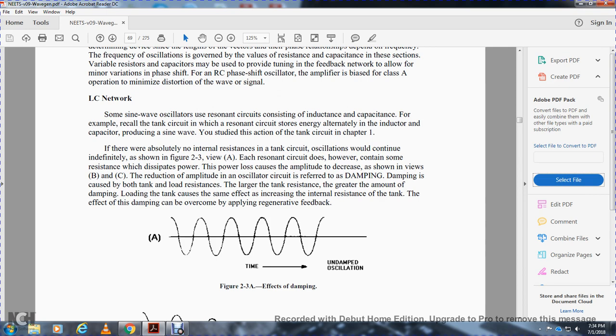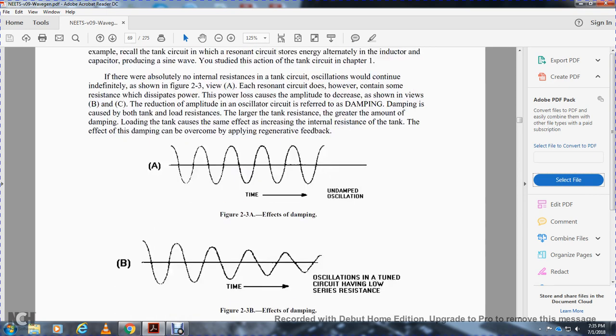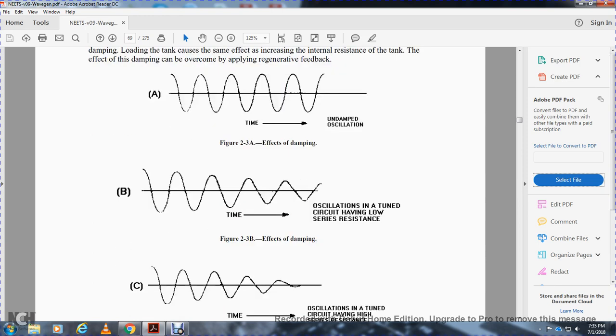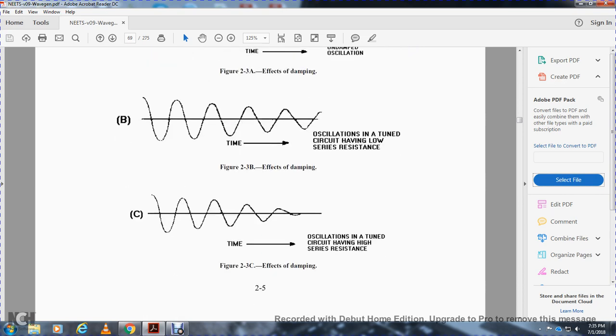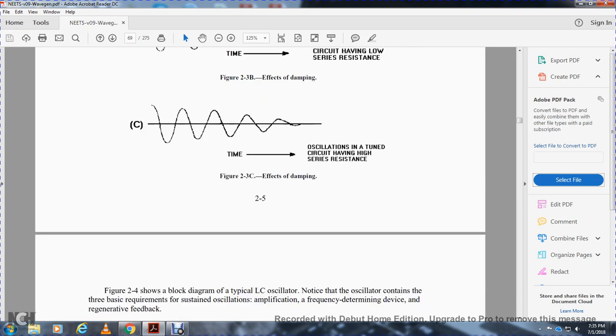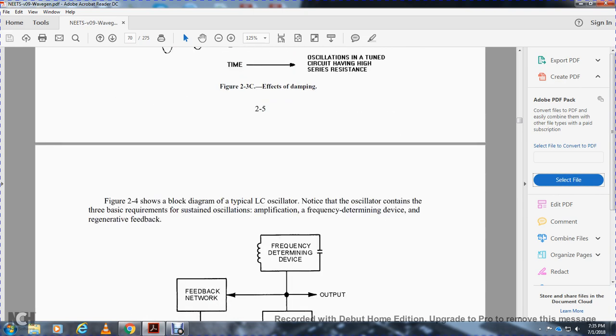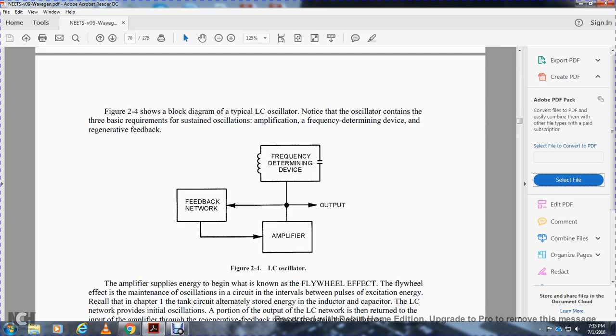The effect of damping can be overcome by amplifying the regenerative feedback. Figure 2.3 shows the effects of damping: 2.3a shows undamped oscillation, and 2.3b shows damped oscillation in tuned circuits having lower series resistance, and oscillations in tuned circuits having high series resistance. Figure 2.4 shows a block diagram of the LC oscillator. Note the oscillator contains the three basic requirements: amplification, a frequency determining device, and regenerative feedback.